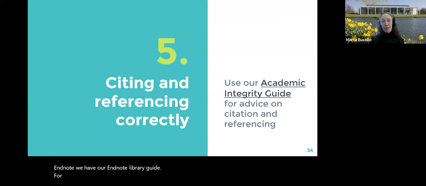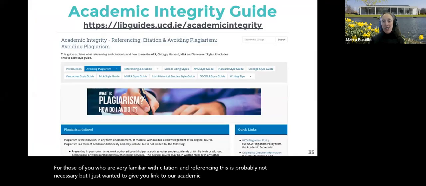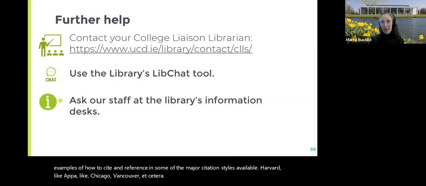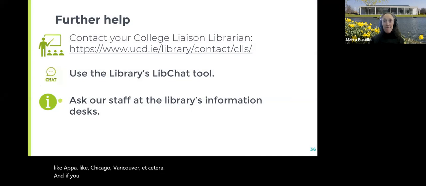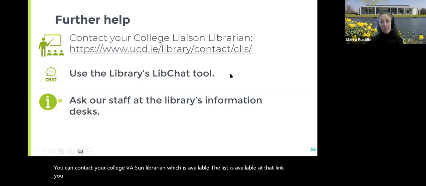For those of you who are very familiar with citation and referencing, this is probably not necessary, but I just wanted to give you a link to our academic integrity guide, which has examples of how to cite and reference in some of the major citation styles available, like Harvard, like APA, like Chicago, like Vancouver, etc. And if you need further help, you can contact your college liaison librarian. The list is available at that link. You can also use the library's LibChat tool or ask our staff at the library's information desks or contact any of our team.